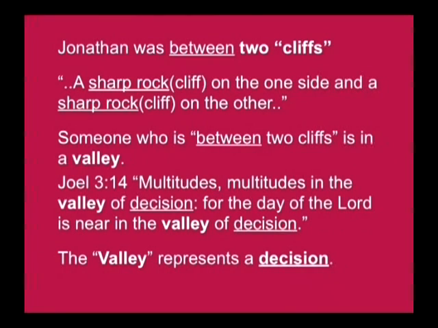Jonathan was between two cliffs. The Bible said a sharp rock or cliff on one side and a sharp rock or cliff on the other. Now someone who is between two cliffs is in a valley. And so in Joel 3:14, "Multitudes, multitudes in the valley of decision, for the day of the Lord is near in the valley of decision." So we've learned here that the valley represents a decision.